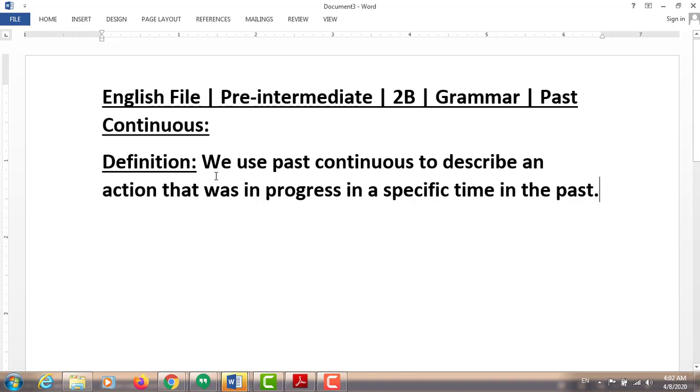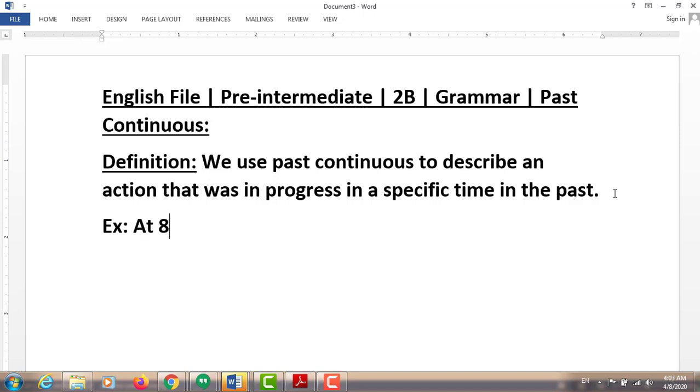So in theory, we use past continuous to describe an action that was in progress at a specific time in the past. زمان گذشته جاری در مورد عملهایی صحبت میکنه که در گذشته در جریان بود در یک وقت معین. For example, this action was in progress in the past.